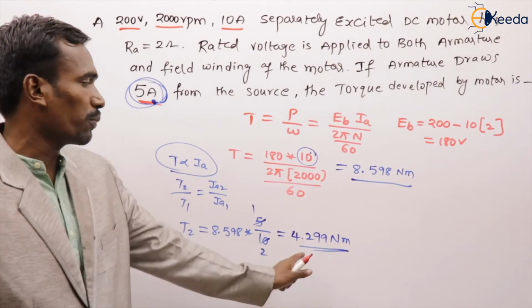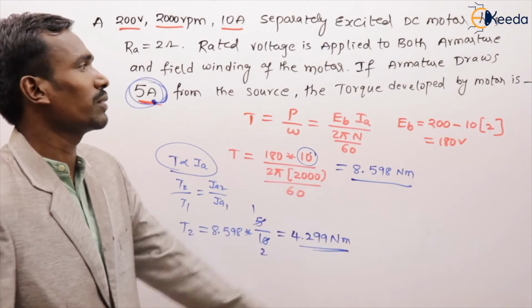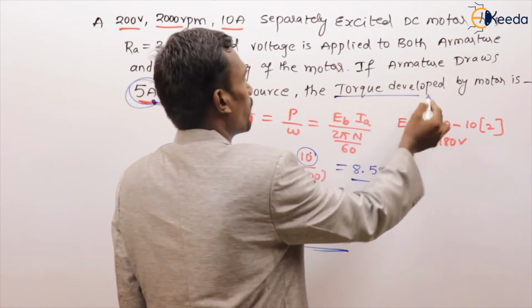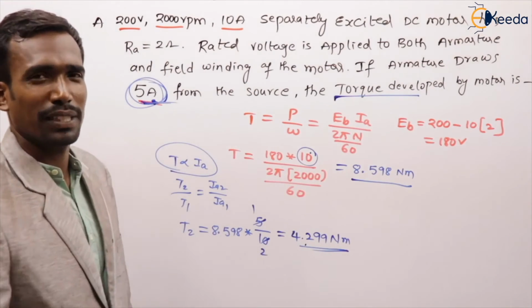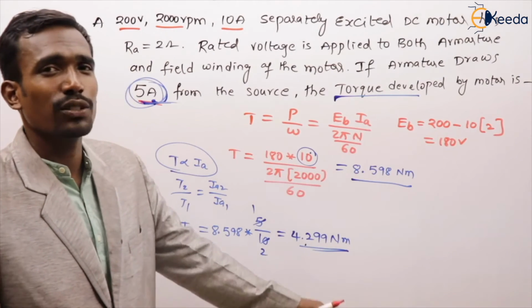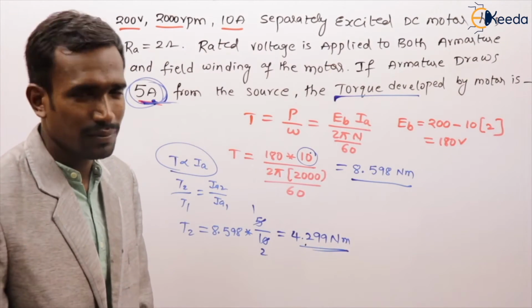Then you can get 4.299 Newton meters. The torque developed by the motor at this current is 4.3 Newton meters. 4.3 Newton meters is the 100% correct answer.